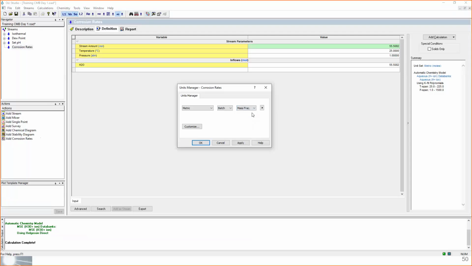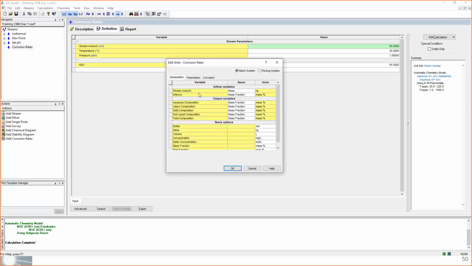And then one more change I want to make here. Usually, and I don't know if this is true around the world, when we are referring to corrosion rates, we refer to them as mils per year, or MPYs. So I personally prefer to see the units in those specific units for the corrosion rate. So what we are going to do is go to the Customize button.